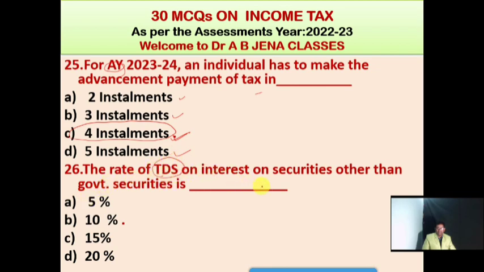Next one, MCQ: the rate of TDS on interest on securities other than government securities, whether it's option A, 5%, B, 10%, C, 15%, D, 20%. So the right option is B, 10%. The rate of TDS on interest on securities other than government securities is 10%.